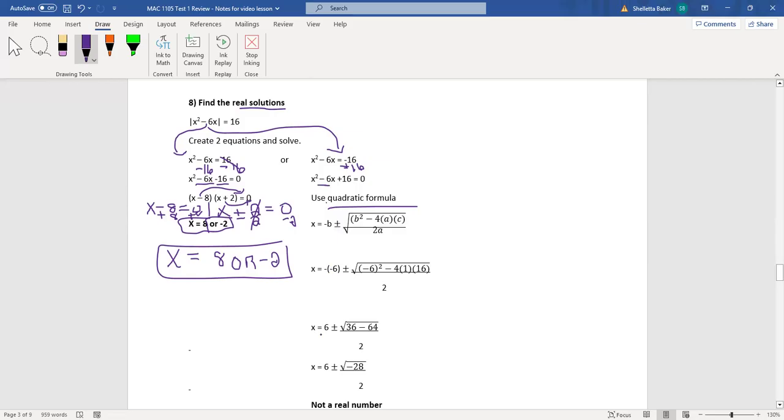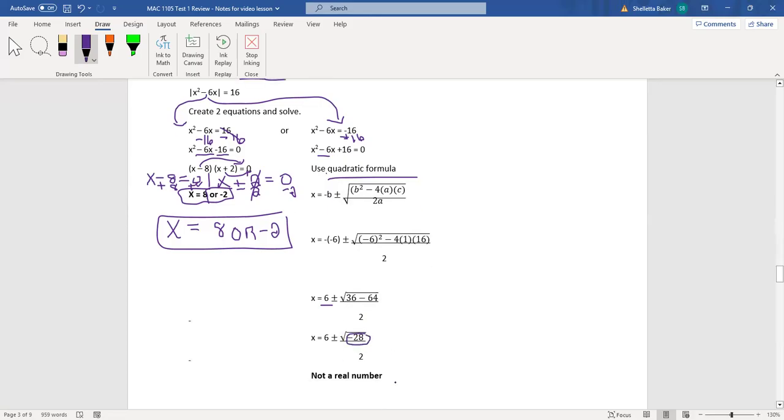Negative 6 gives us positive 6. And then b squared, that's negative 6 squared, which is 36, minus 4 times 1 times 16, minus 64. This gives us a negative number under the square root, which we know will not be a real number, okay? And we were looking for real number solutions, so we don't have to continue there.